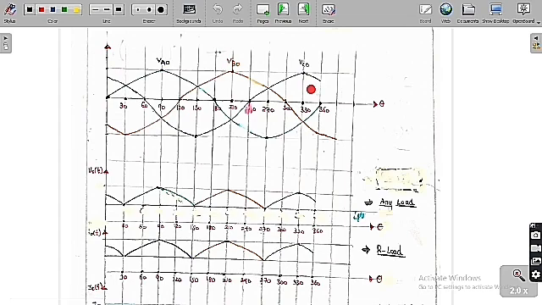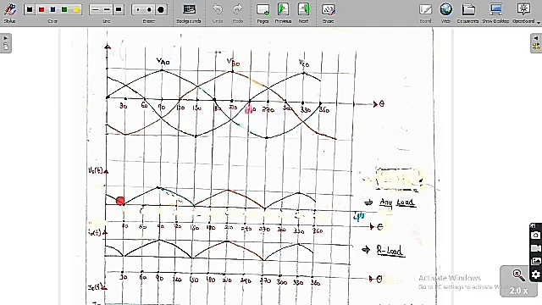Again from 270 degree to 360 degree, Vc0 is greater than Vb0 and Va0. Therefore the diode connected across the C point, D3, is going to conduct, and the output voltage is equal to Vc0. Whichever voltage is highest, the diode connected to that point conducts, and that source voltage appears across the load. So this is the graph we are going to get finally.